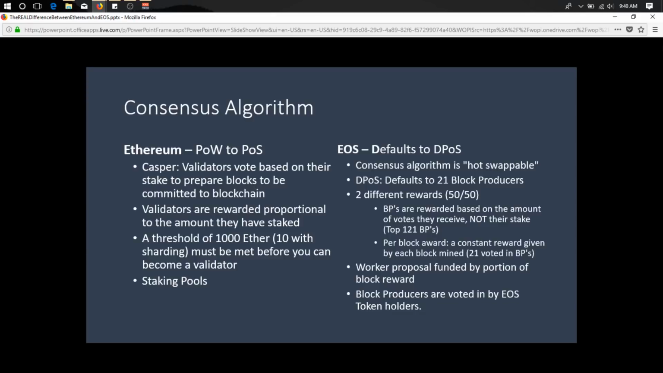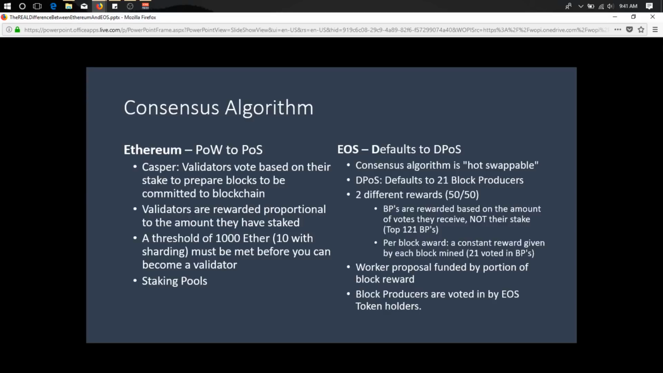With Casper, miners, or block producers, are now changed to validators, who will vote for blocks in order to maintain the chain. These validators are rewarded proportionally to the amount that they have staked. In this case, the more you stake, the more you are rewarded. Since this eliminates the overhead for mining, i.e. ASIC hardware, it allows more people to become validators, thus becoming more decentralized.